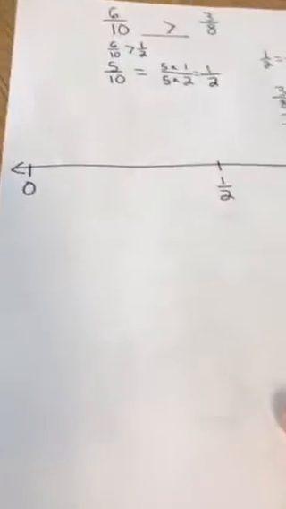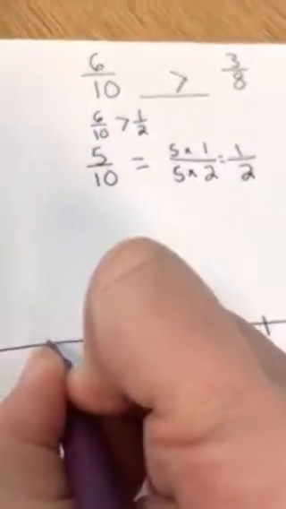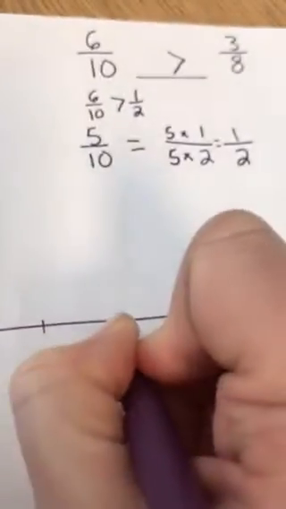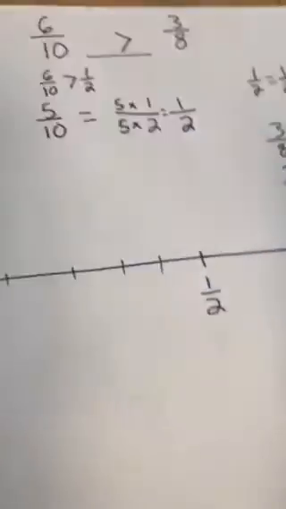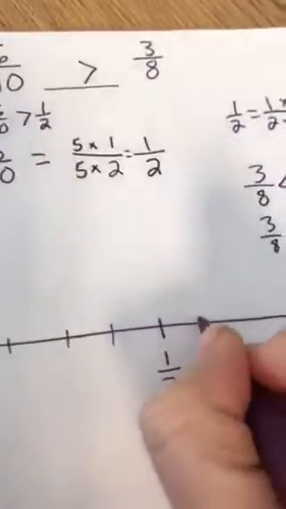So I'm going to take my number line and I'm going to divide it up into tenths first. So each half is going to be divided up into 5 pieces. And the other half as well.